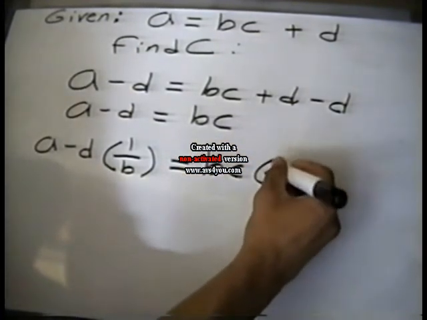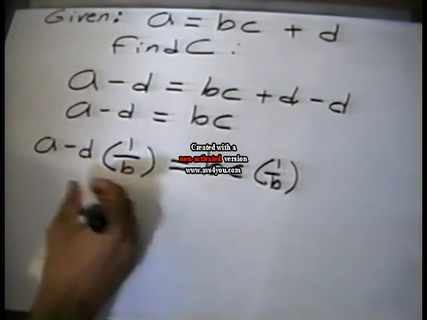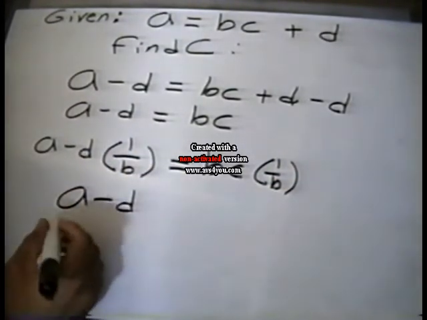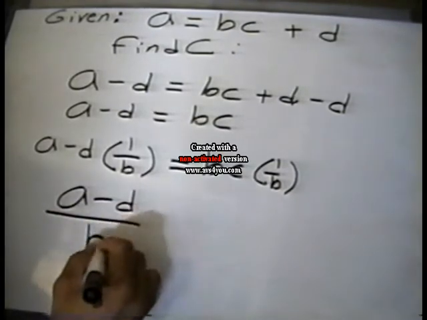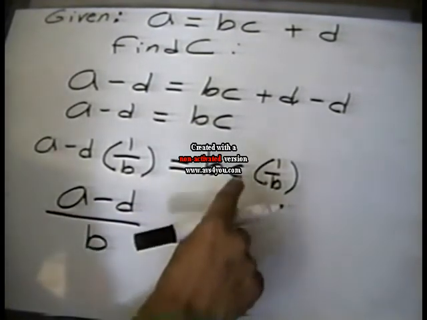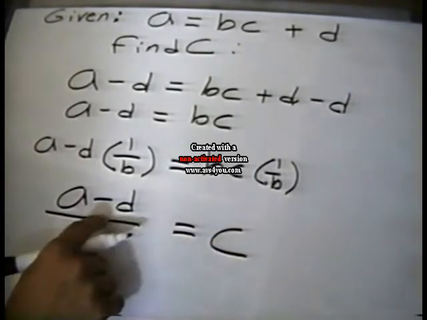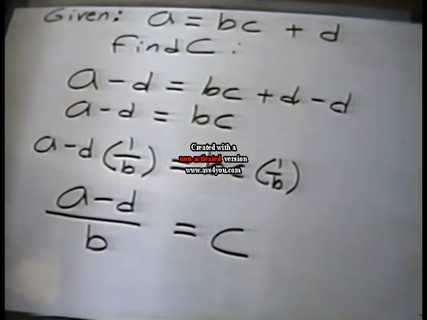Here, A minus D multiplied by 1 over B equals BC multiplied by 1 over B, and that gives us A minus D over B equals C, or C equals A minus D over B. So now we found C.